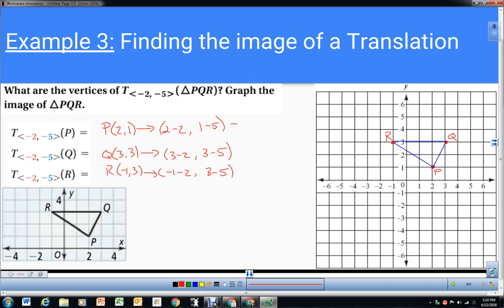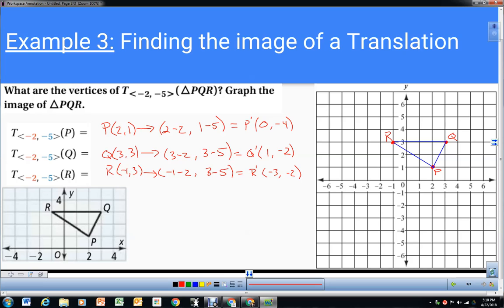So this result will give me my P prime. This will give me my Q prime. This will give me my R prime. So 2 minus 2 is going to give us 0. 1 minus 5 is a -4. 3 minus 2 is 1. 3 minus 5 is a -2. -1 minus 2 is a -3. And 3 minus 5 is a -2. So these are my new points.